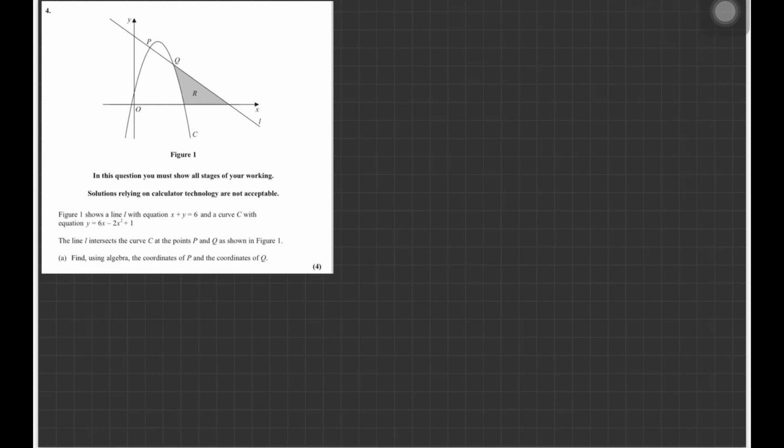Today we'll be continuing with question number 4 from the paper Edexcel P1, Jan 2022.